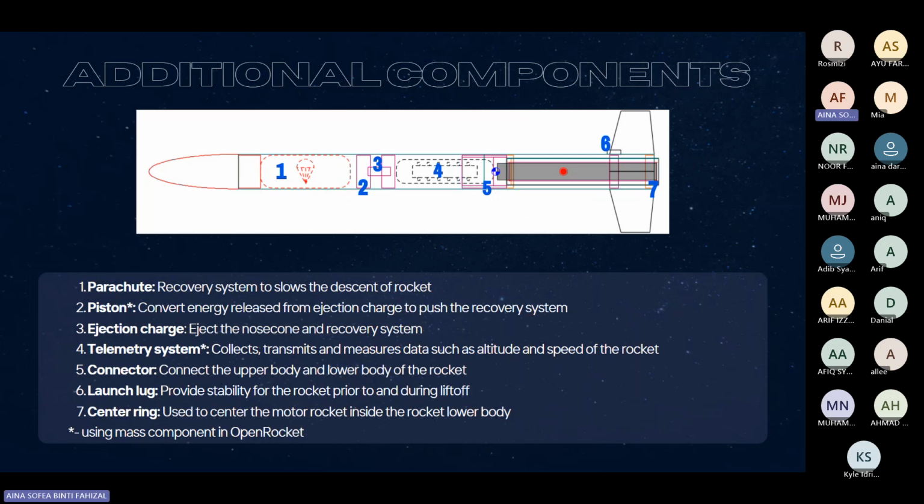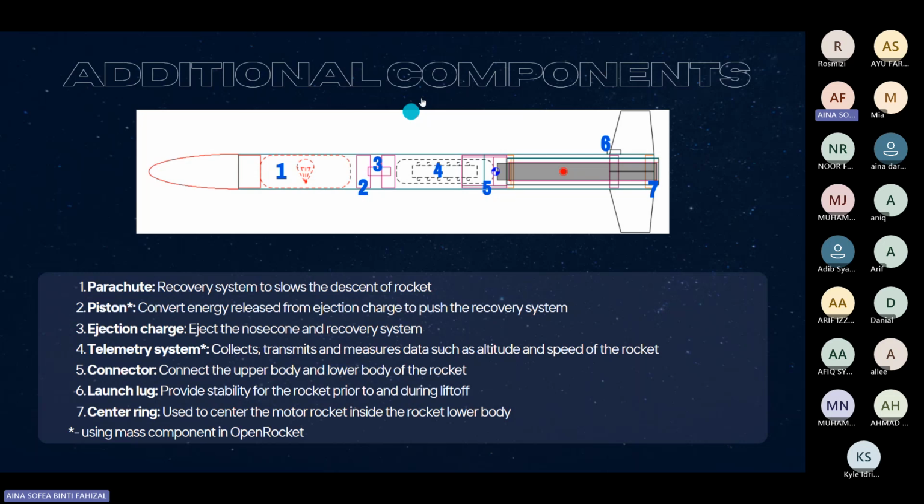And then next we have the piston. So this is the piston. What happens is that the piston is connected together with the ejection charge. Inside the ejection charge, there's some sort of popping mechanism or explosion, a very small explosion that will push the piston out. As the piston goes out, the parachute also goes out, and then the parachute will also push the nose cone out. But the reason for the piston is to make sure that your parachute is safe.